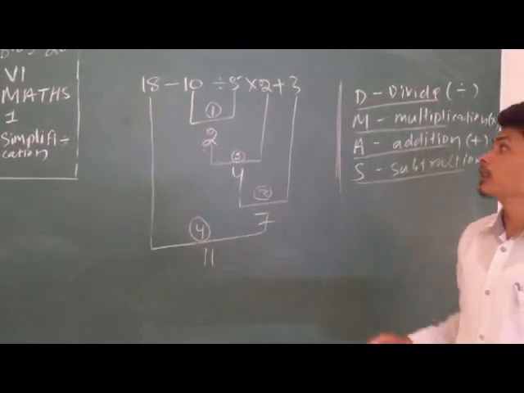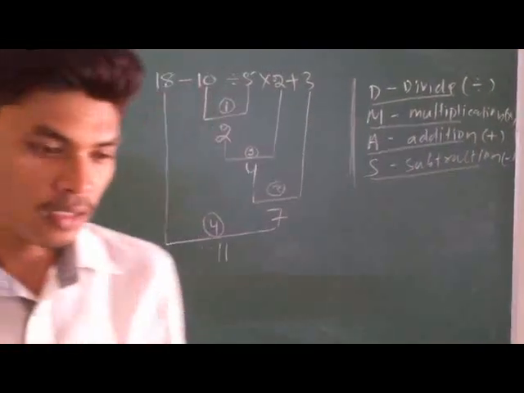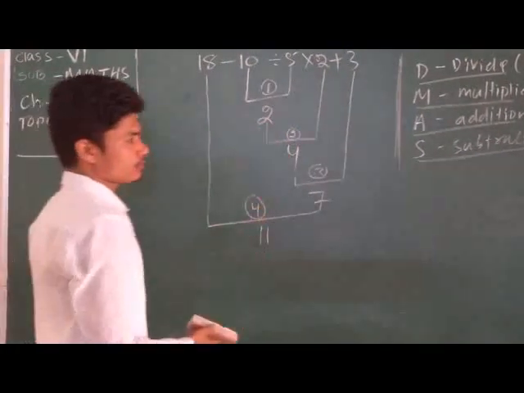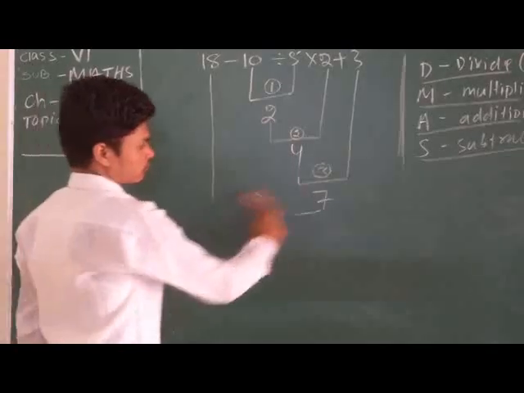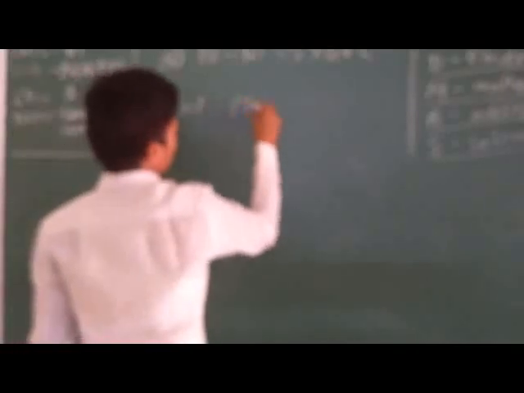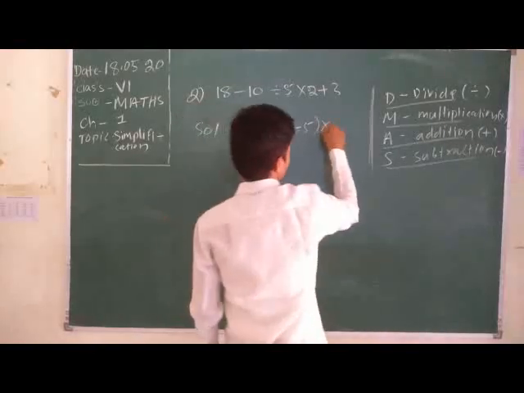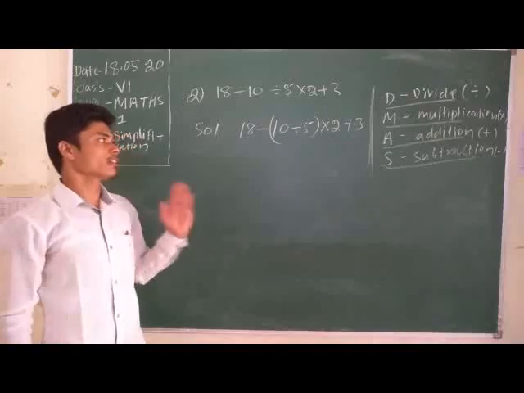Also, we can simplify using brackets. See the board: how you use the brackets and find the answer. Using brackets, 18 minus 10 divided by 5 into 2 plus 3. We can easily use the brackets and find the answer.